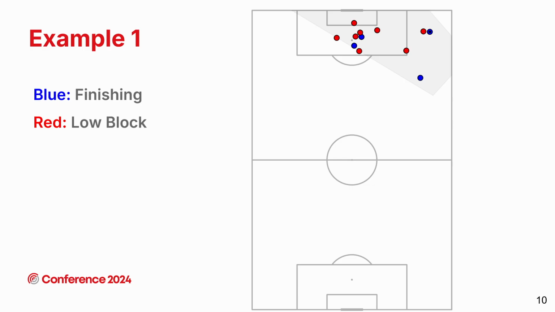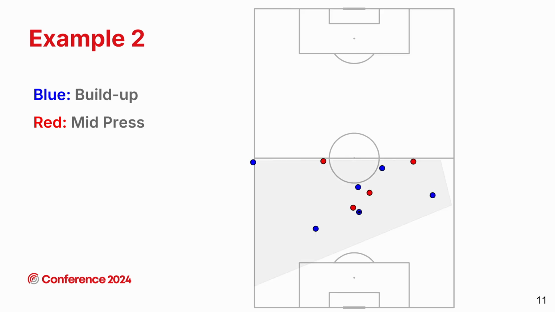We can see some examples here of how our rules assign phases to each freeze frame. In this case, the blue team has the ball in the top right corner of the figure. And since the blue team is not making a counterattack and the red team is not making a counter-pressing action, and the ball being in the attacking third, then the blue team is in a finishing in possession phase, while the red team, having at least 6 players in their own third, are in a low block since they're not making any pressing action.